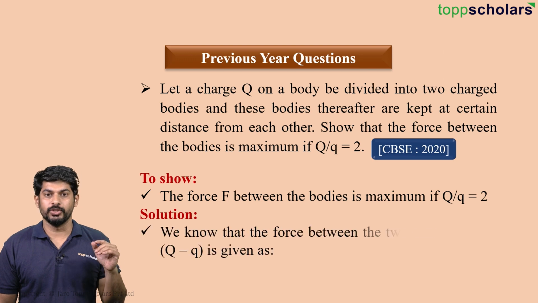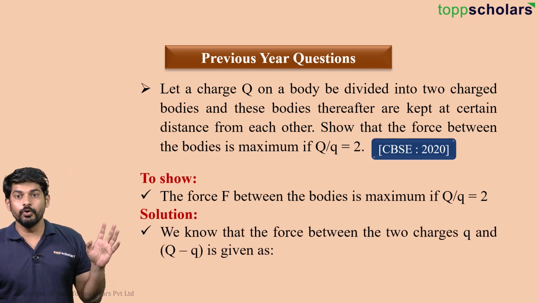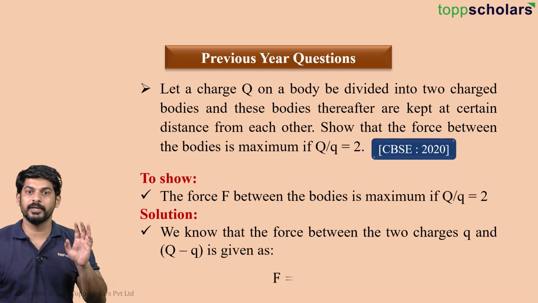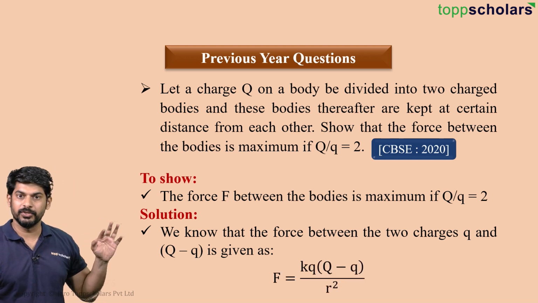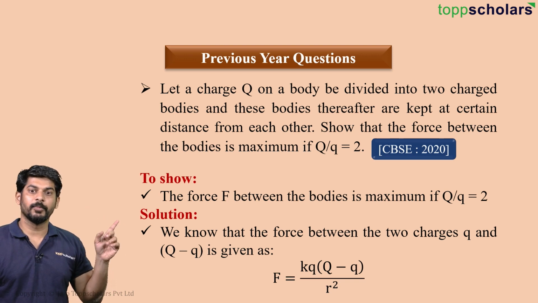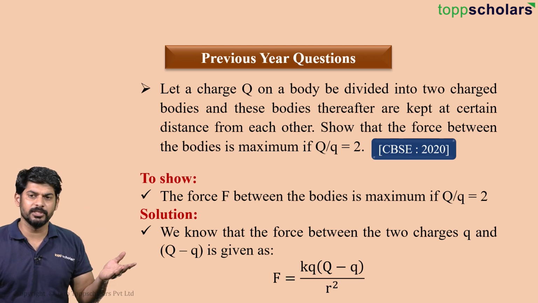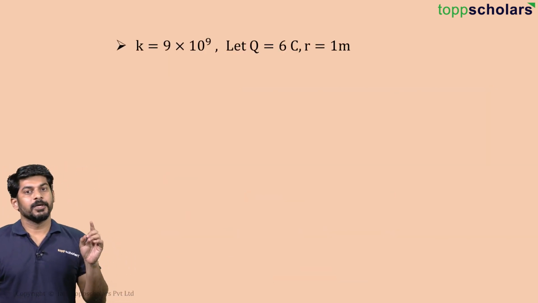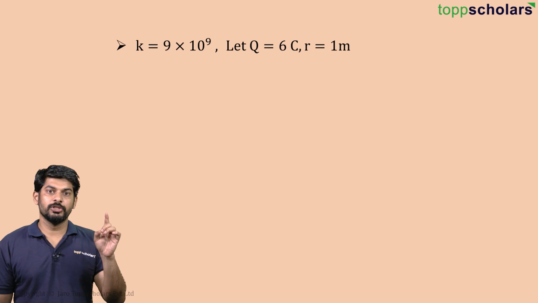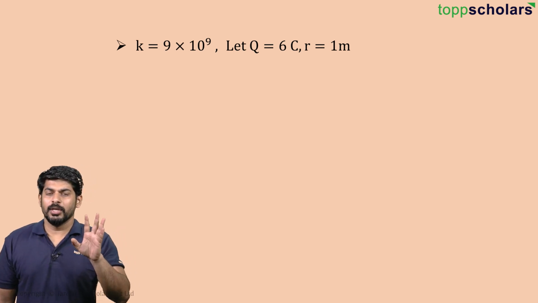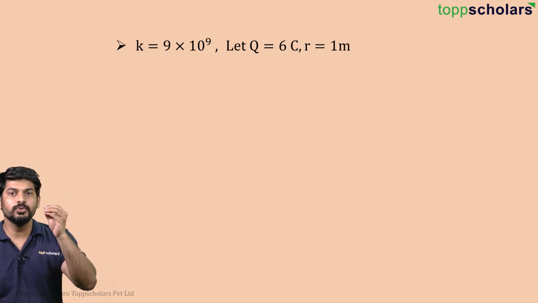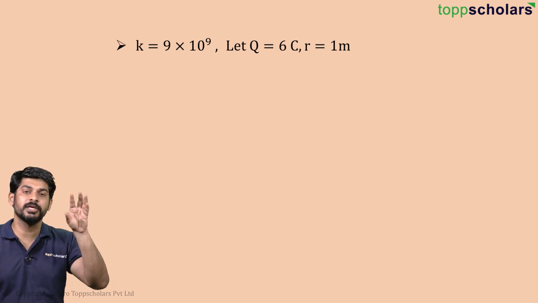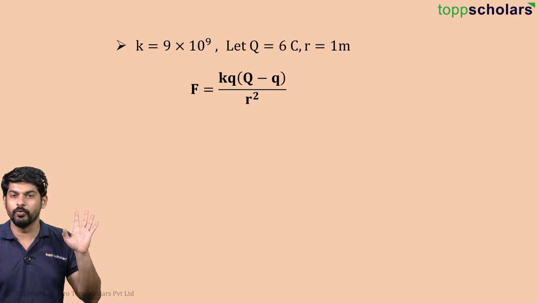Now, let's look at the solution. Basically we know that the force between two charges q and Q minus q is given as F equal to K, which is a constant, into q into (Q minus q) upon r squared. This is nothing but Coulomb's law. K is equal to 9 into 10 to the power 9. Let us say capital Q is equal to 6 coulomb, for example, and r is equal to 1 meter. So we have taken one simple example and this is our formula.